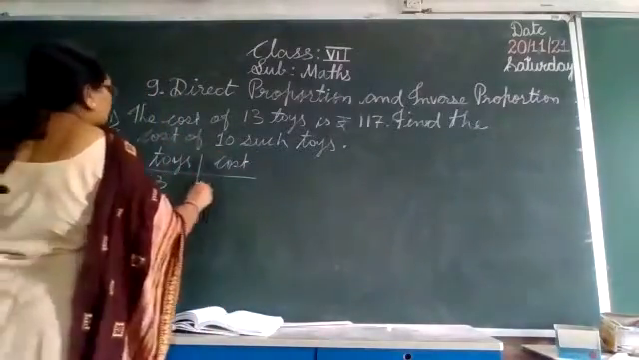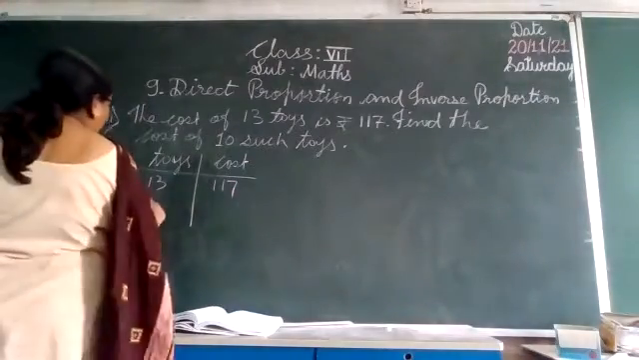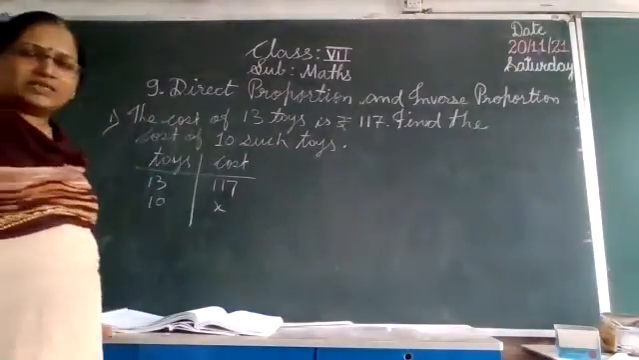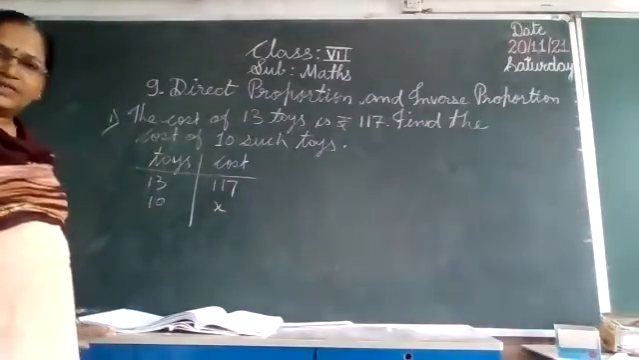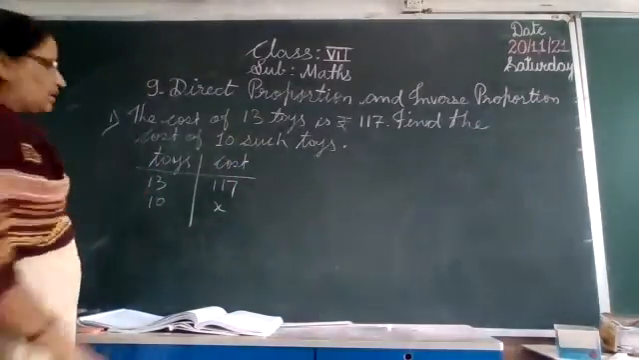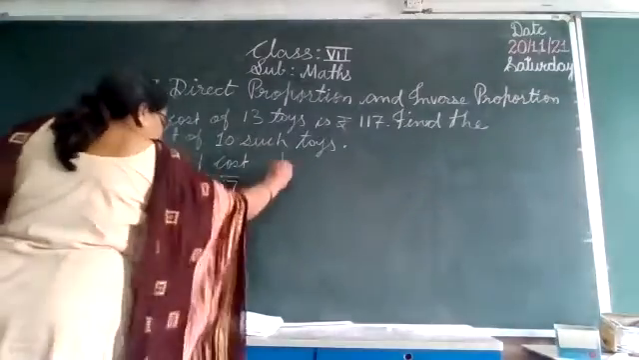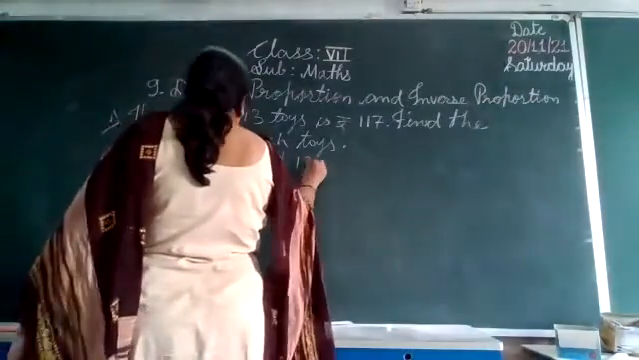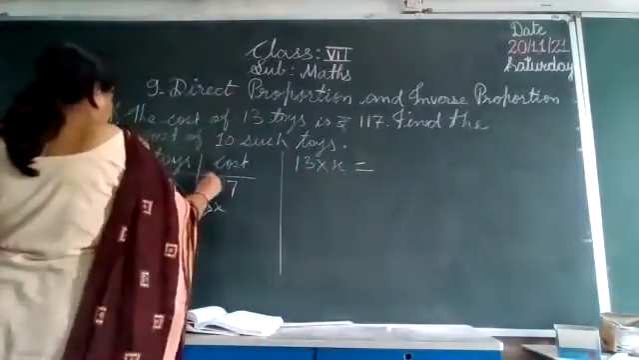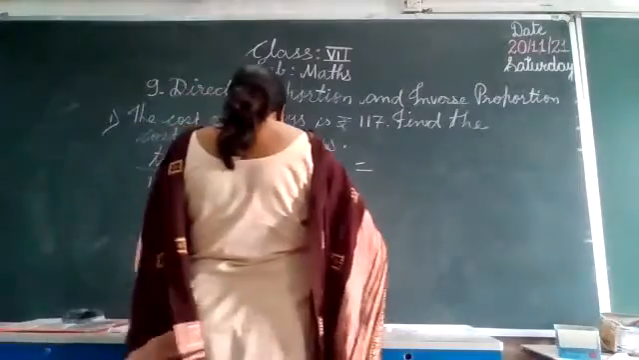13 toys cost rupees 170. So cost of 10 is X. So let's take X is the cost of 10 toys. It is direct variation. So we will cross multiply. 13 into X equals 10 into 170.